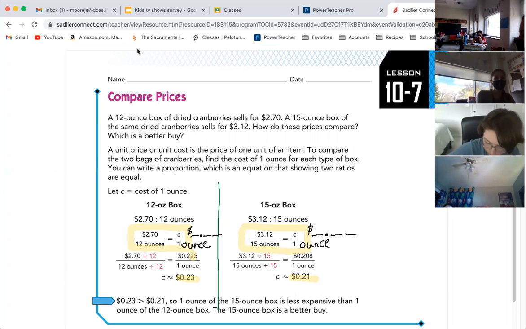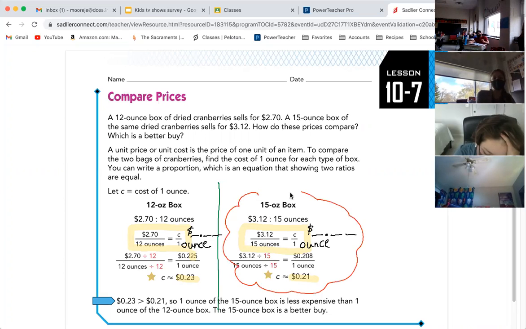So now that we can look at the two, is it the better buy to spend 23 cents per ounce or 21 cents per ounce? Which is the better buy, boys and girls? Spending 21 cents per ounce, right? Now, overall, you are spending more money, right? But you're getting more value.